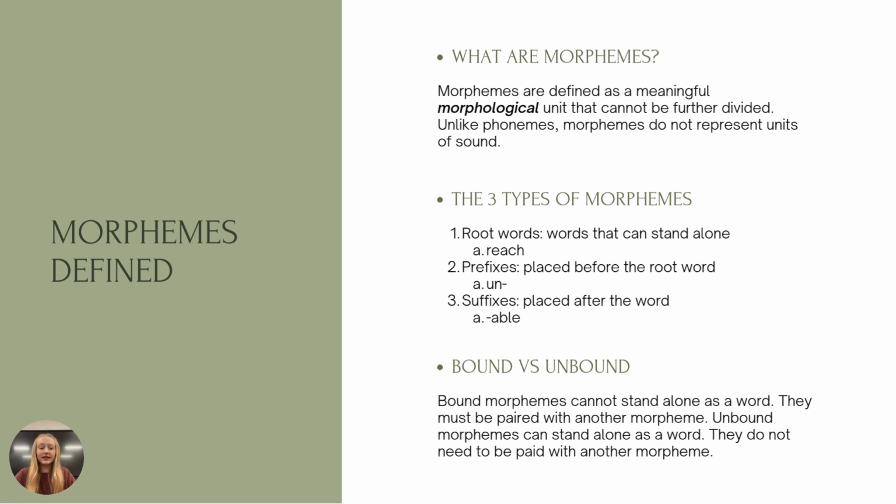Unbound morphemes can stand alone as a word, and they do not need to be paired with another morpheme. An example would be reach, or an example would be able. You are able to do something. You can reach for something. Those are both words that make sense in the context of the English language as independent words.